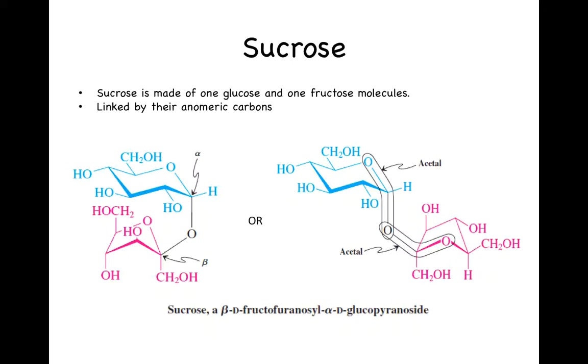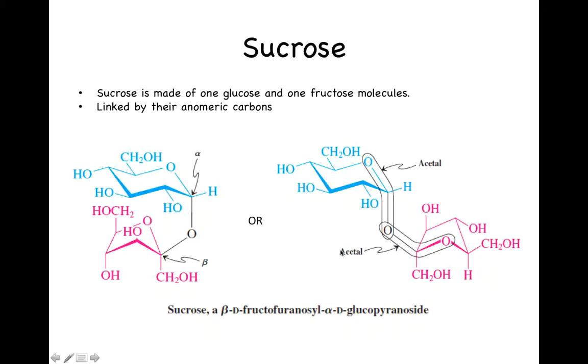Sucrose is simply a table sugar. It's made of one glucose molecule and one fructose molecule. So as we've seen here, the 5-member ring shown in red is a fructose molecule, and the 6-member ring shown in blue is a glucose molecule. A glycosidic linkage forms between the two anomeric carbons of both monosaccharides to generate a sucrose molecule.